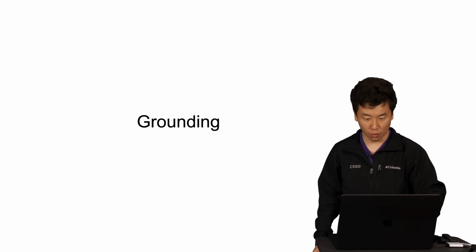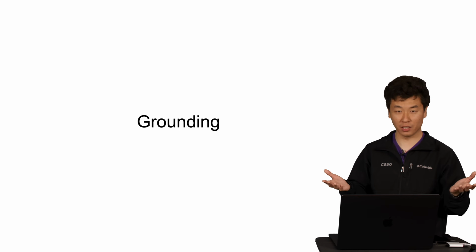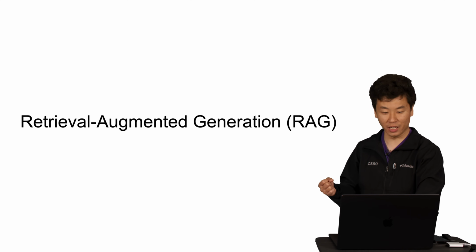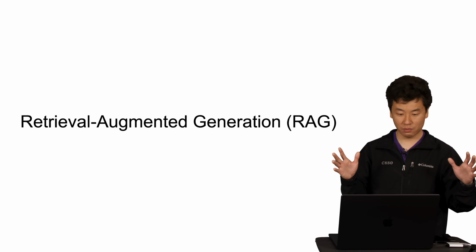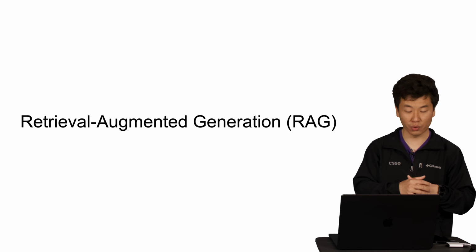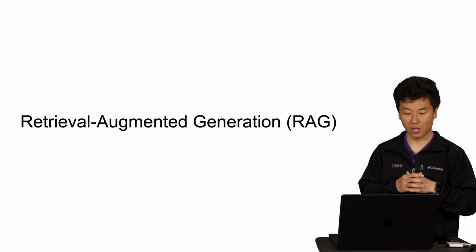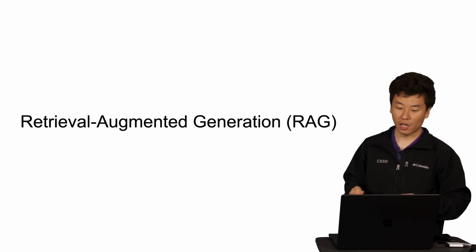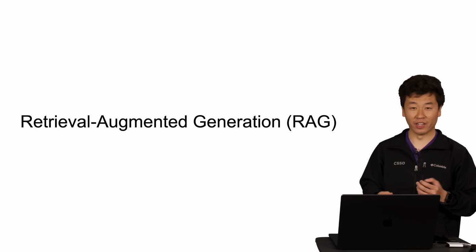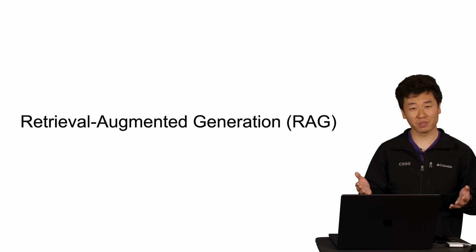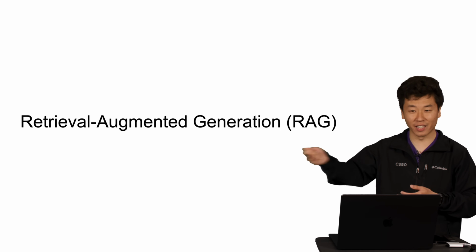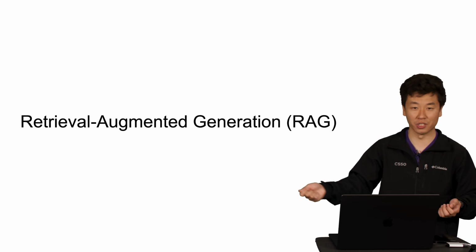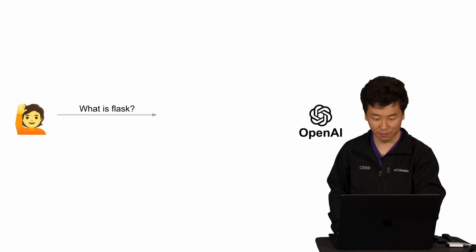One way to tackle this problem is called grounding, and specifically the technique that tackles this hallucination problem is called retrieval augmented generation, or often referred to as RAG. I have my own explanation. Again, this is like a fancy term people invent, maybe for marketing purposes. I think it's just handing the large language model a cheat sheet. That's basically it. That's what's happening here.